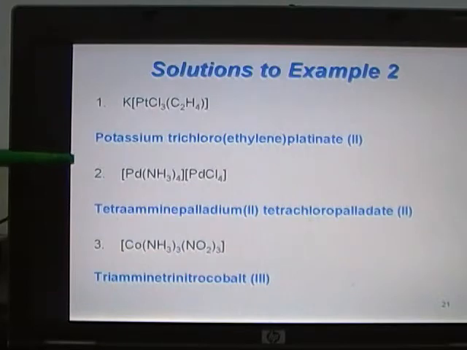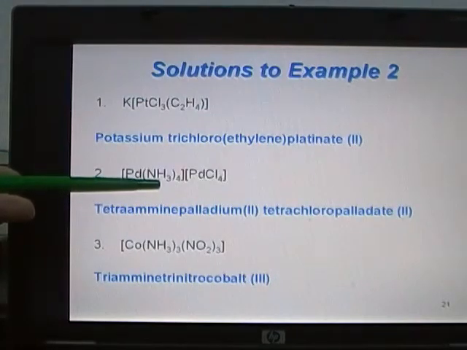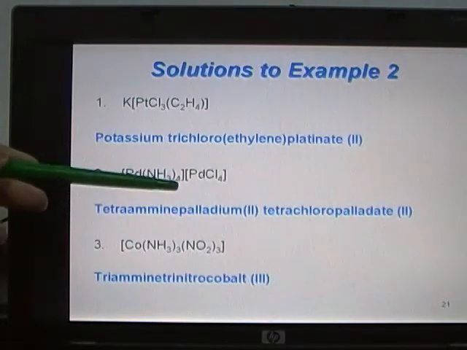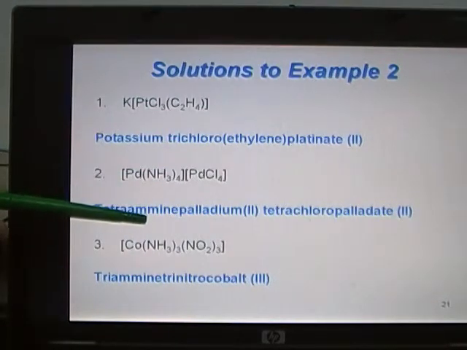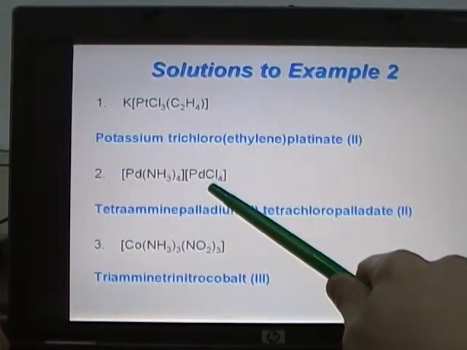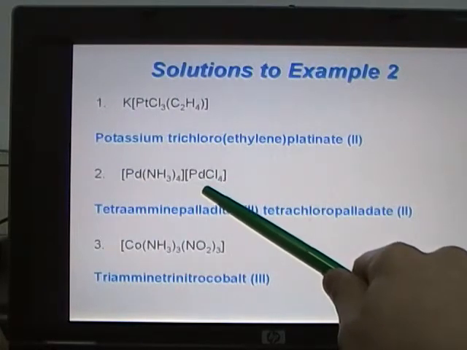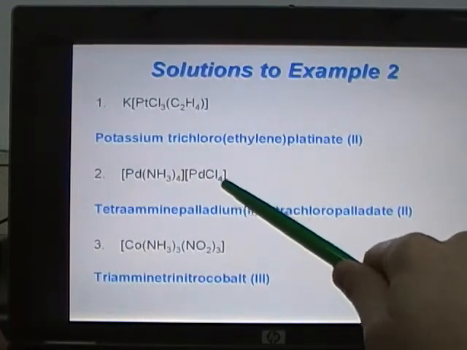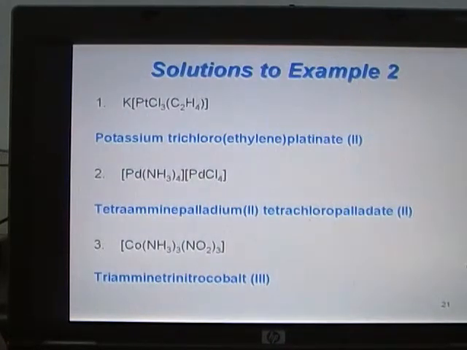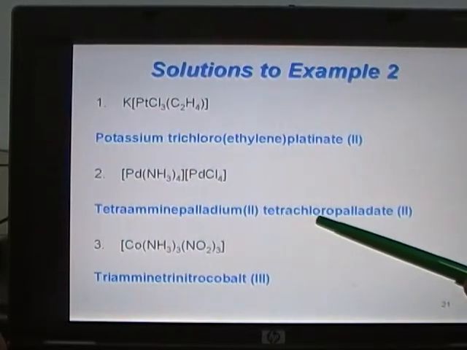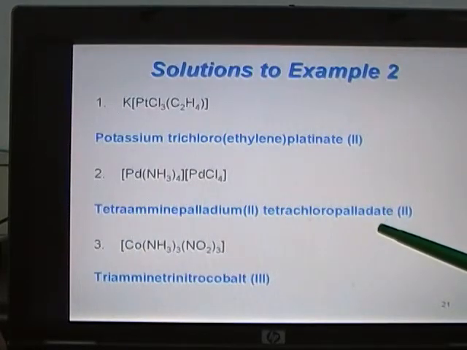In the second example, we have a complex cation and a complex anion. In the complex cation, we have palladium that is coordinated to 4 amine groups. 4 is tetra, amine, palladium. In the second part of this compound, the anion, we have palladium again coordinated to 4 chlorines. That would be tetrachloropalladate because it's part of the anion.